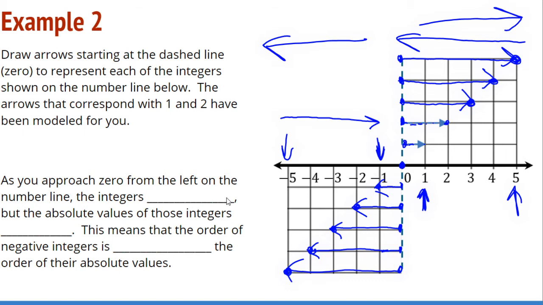As you approach 0 from the left on the number line, the integers increase, because remember, -1 is greater than -2, which is greater than -3, which is greater than -4, which is greater than -5. So as we approach 0 from the left on the number line, the integers increase, but the absolute values are decreasing because we are getting closer to 0. This means that the order of the negative integers is going to be opposite the order of their absolute values.